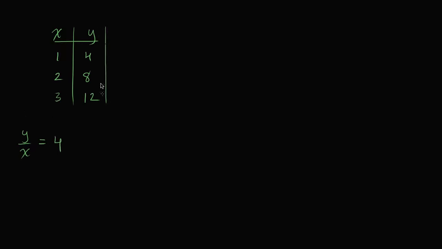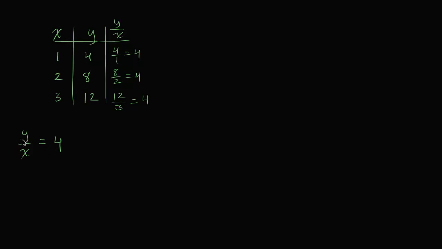In fact, I can make another column here where I have y over x. Here it's 4 over 1, which is equal to 4. Here it's 8 over 2, which is equal to 4. Here it's 12 over 3, which is equal to 4. And so you can actually use this information, the ratio between y and x is this constant 4, to express the relationship between y and x as an equation.